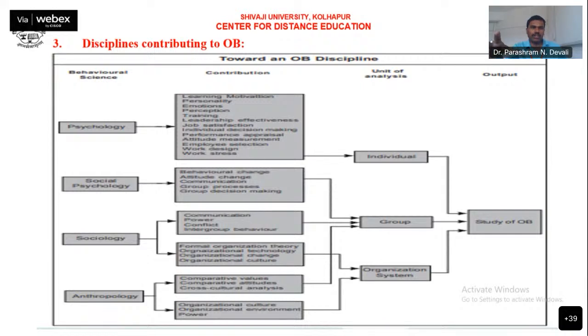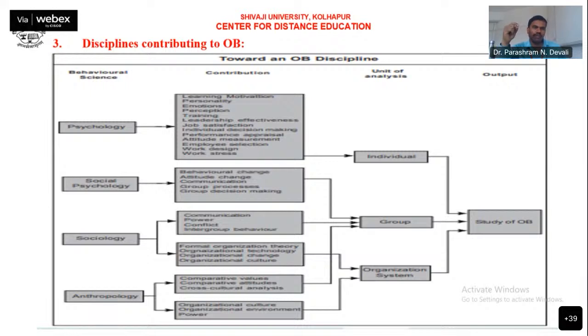Then organization discipline is there. And when we think about the disciplines contributing to organization behavior, at that time we want to understand psychology. Social psychology is there, sociology is there, and anthropology is there.